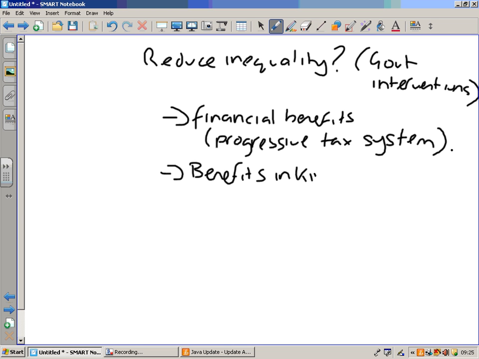So this is things such as free education, free healthcare. And again, this is designed to give people the opportunity to achieve their potential in life. And again, it will be funded through a progressive tax system, which means that the higher income earners pay more towards running these services than the poor do. So it's about giving people the opportunity to succeed.